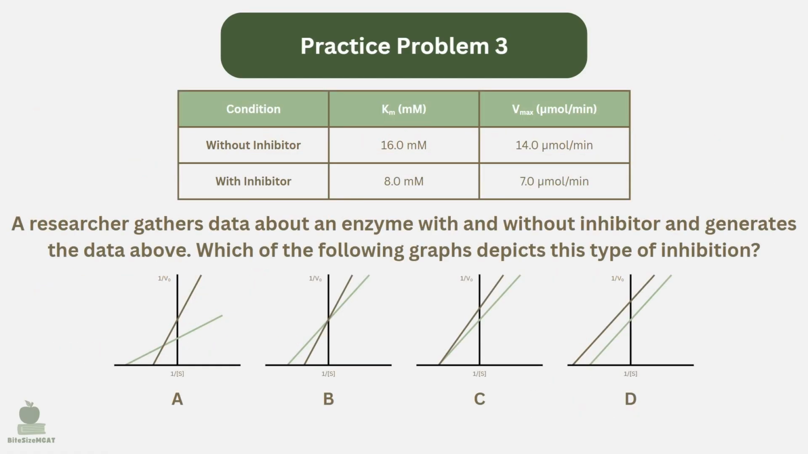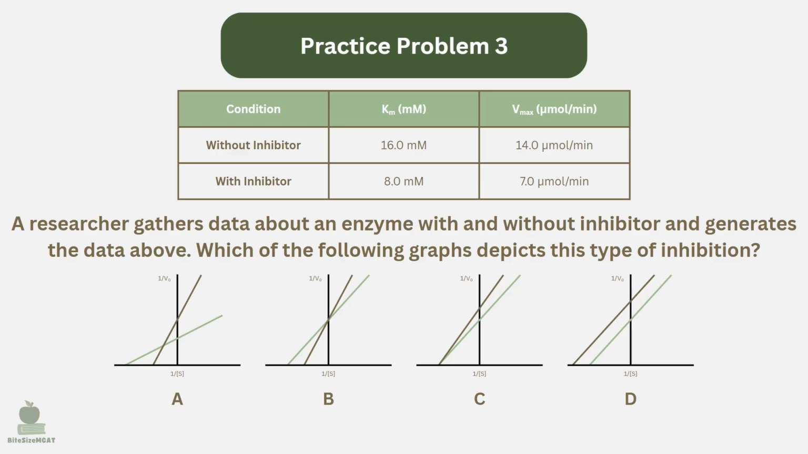How about one last practice problem? So a researcher gathers data about an enzyme with and without inhibitor and generates the data above. Which of the following graphs depicts this kind of inhibition? Pause and take a moment to answer this. So this is a great way to apply the knowledge we've learned and a real possibility for a type of data analysis question on your MCAT.